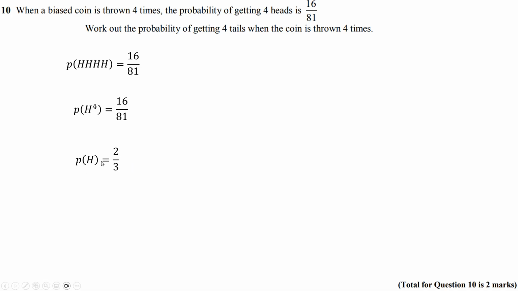Now, if the probability of getting heads is 2/3, the probability of getting tails is 1 minus 2/3, and that is 1/3. Now, the probability of 4 tails is this all to the power of 4. So 1 over 3 to the power of 4 is 1 over 81, and that is your answer.